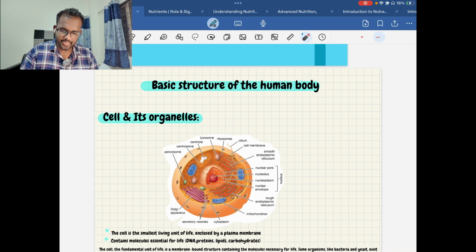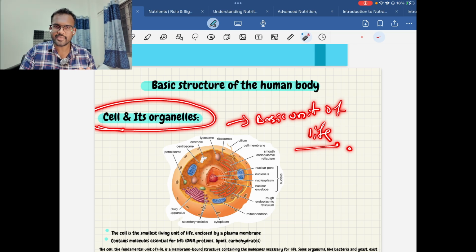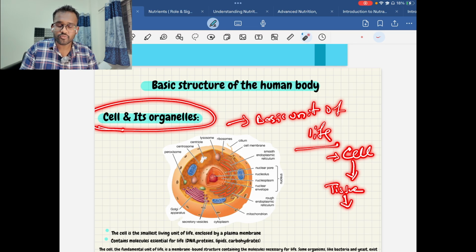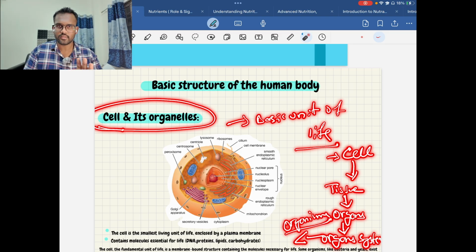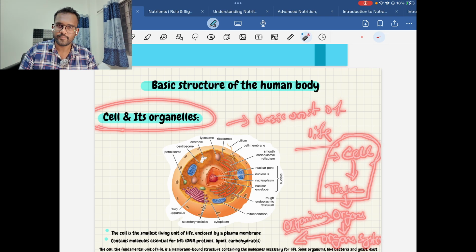So we'll first start with the cell and its organelles. As you know, the cell is the basic unit of life. The whole body is made up of cells. First, understand the hierarchy: a group of cells forms tissues, a group of tissues forms organs, a group of organs forms an organ system, and a group of organ systems forms an organism. This is a very basic concept; you know this well, and good. So today we will be discussing cells and tissues in detail.